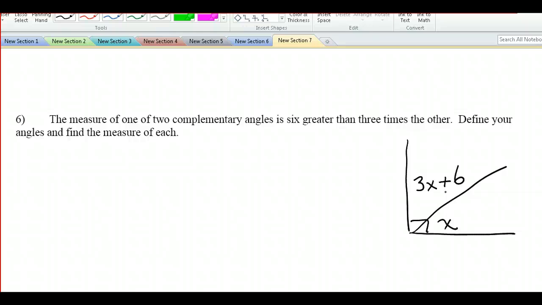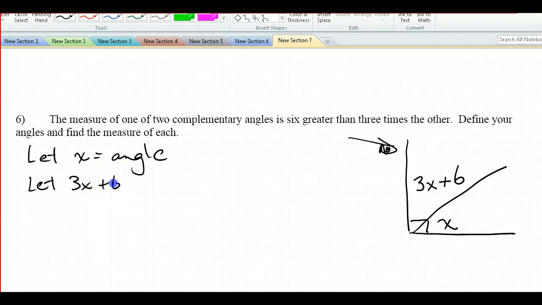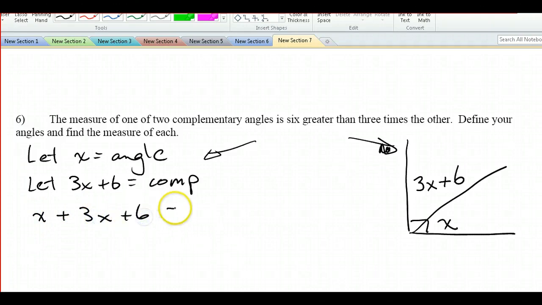So when you're defining your variables, if you want to define them in graphic form, that's okay as well. Otherwise, you're going to do something like let x equal the angle, and then let 3x plus 6 equal the complement. So either one of these is fine. Since they're complementary, I know that their sum is going to be 90, so then I can add them up. x plus 3x plus 6 is equal to 90, and then we'll go ahead and solve this for x. So I have 4x is equal to 84, which means x is equal to 21.